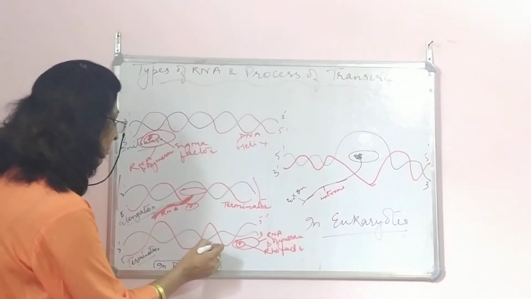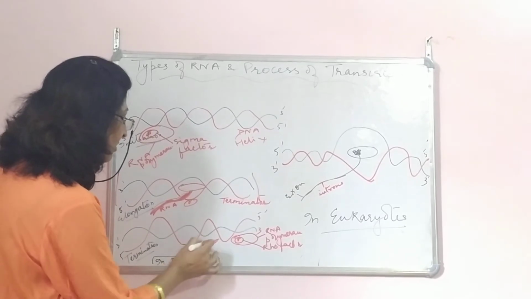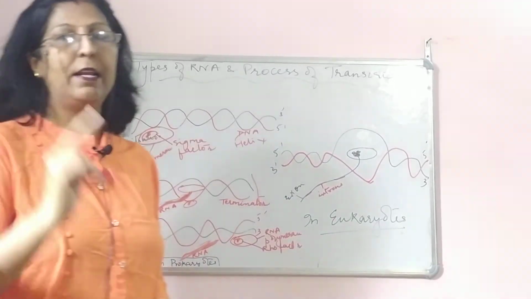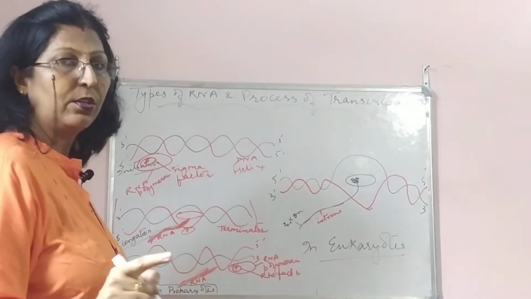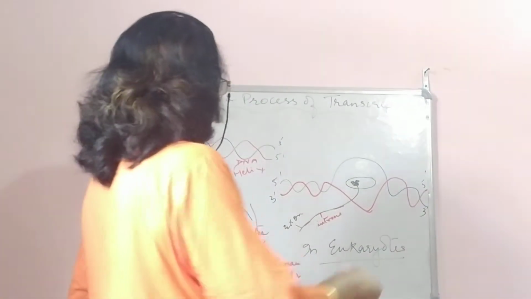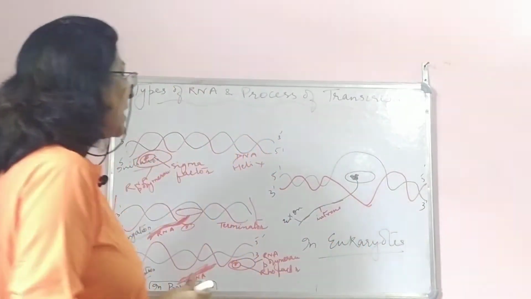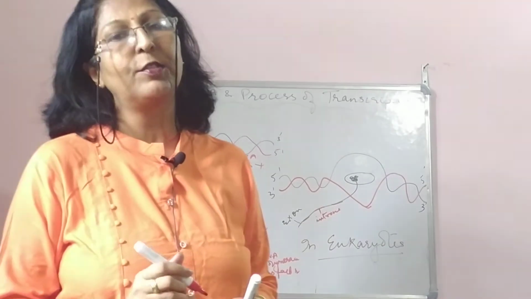So this is the mRNA which is formed. So this is the transcribed mRNA. This is how the mRNA is formed in bacteria, in prokaryotes. Got it? And when we talk about eukaryotes, here a little capping and splicing is needed.